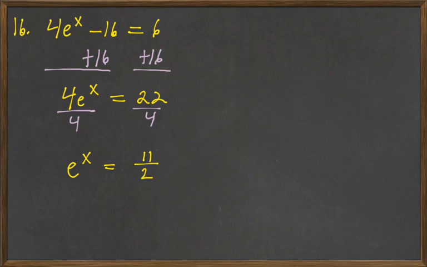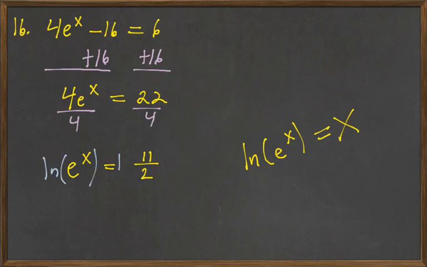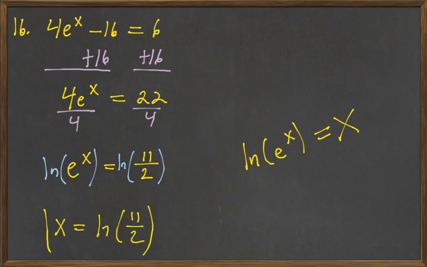And recall that natural log and e are inverses of each other, so the natural log of e to the x is a function and its inverse composed with each other, so you're left with the argument of x. So we're going to go ahead and take the natural log of both sides, and the e and the ln will undo each other, so we have x is equal to the natural log of 11 over 2. Okay, and that is it there. All right, now what do we got? 2 more. So hang in there.